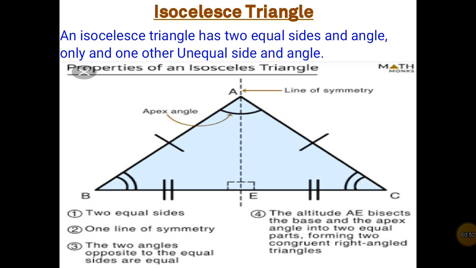Then we have the line of symmetry. So an isosceles triangle has just one line of symmetry. That means you can fold it to have a mini isosceles triangle. So it just has just one.